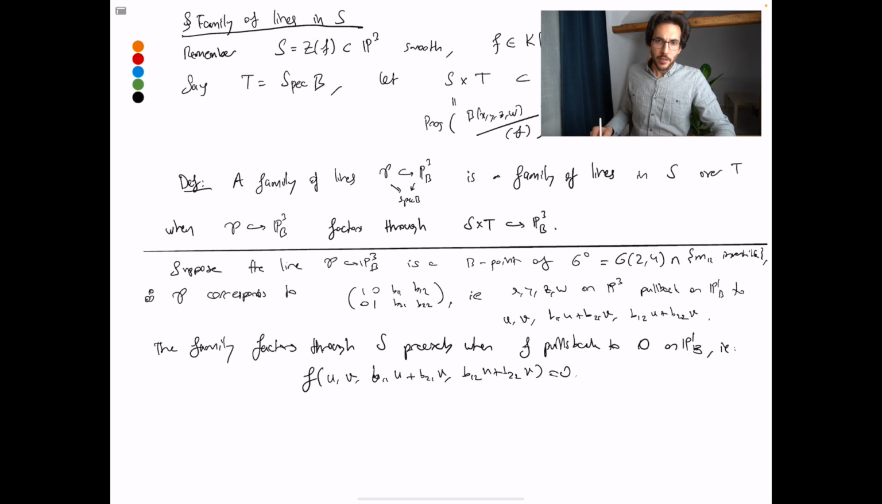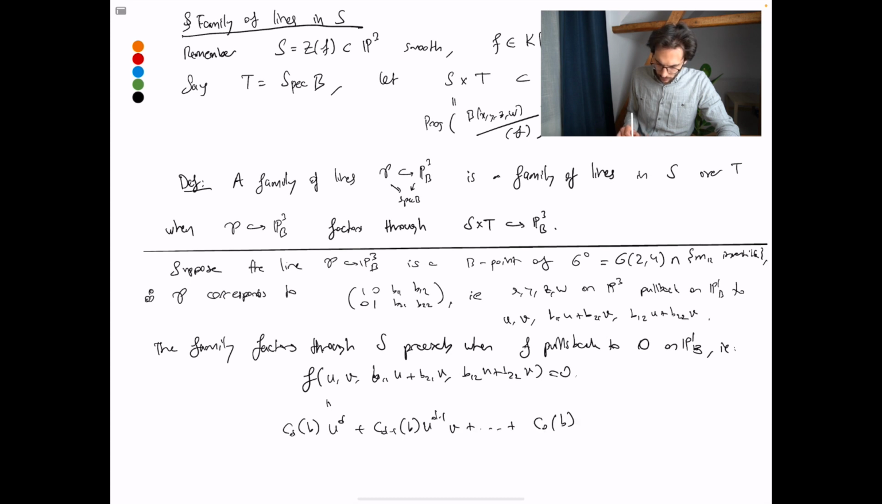In particular, let's expand this out. So if I were to write this expression in F, U, V's as C_D of B times U^D plus C_{D-1} of B U^{D-1} V, etc., then what I'm saying is that these coefficients should be identically 0 in the ring B.